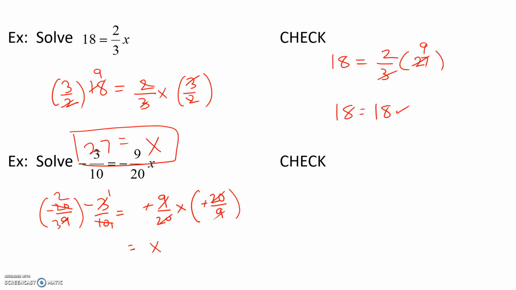If you multiply the numerators, negative 2 times a negative 1 will give you a positive 2. Once again, we have negative 2 times a negative 1, which is a positive 2. And we have 3 times 1, which is 3. So our answer is going to be 2 over 3. And I will leave you to check this answer.